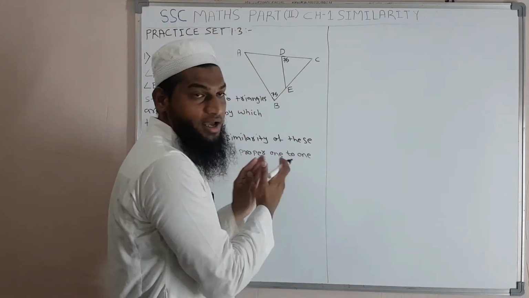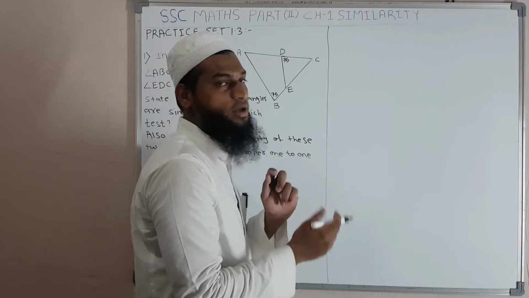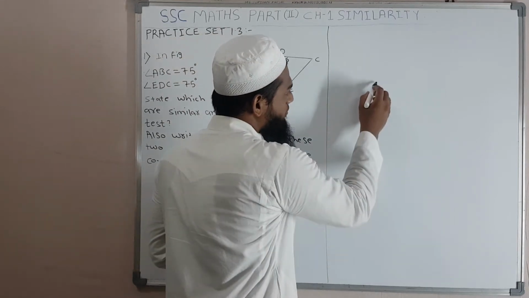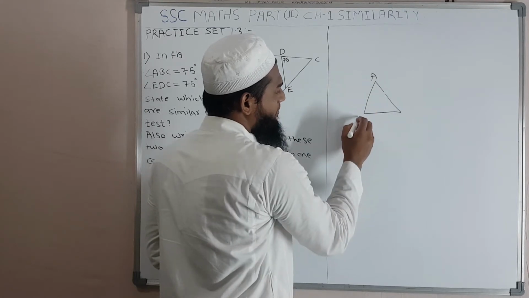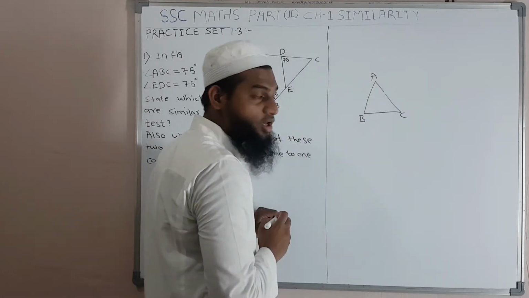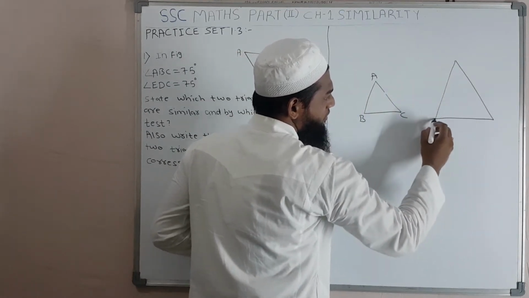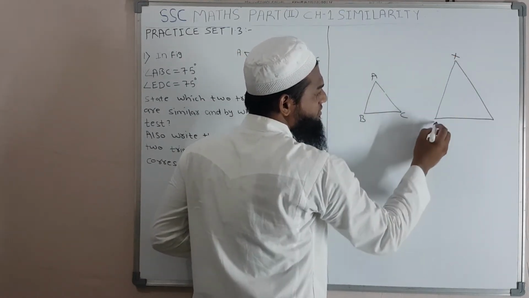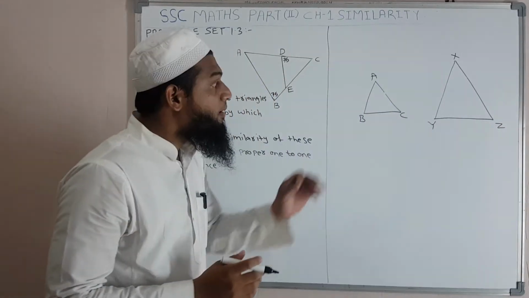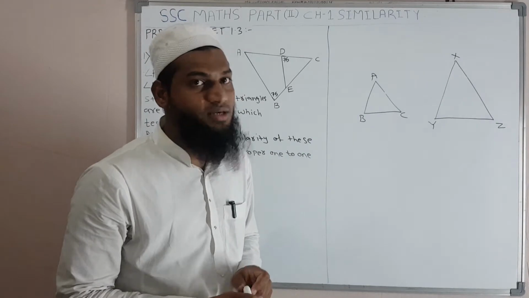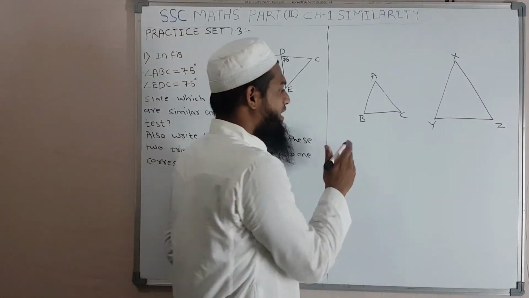This is different from the question; I am just explaining with my own examples. This is triangle 1, the name of the triangle is ABC. This is another triangle, the name of the triangle is XYZ. These two triangles are similar. This is given.